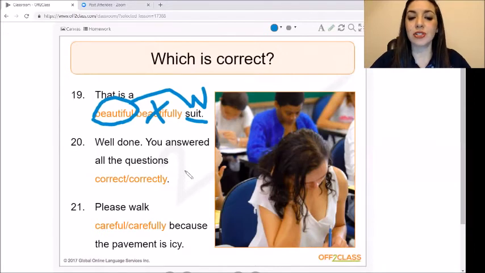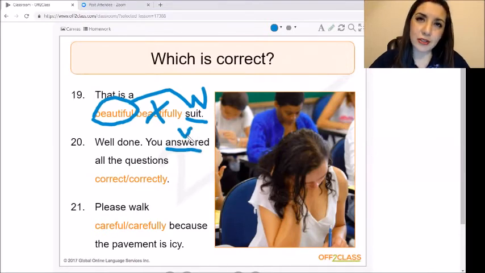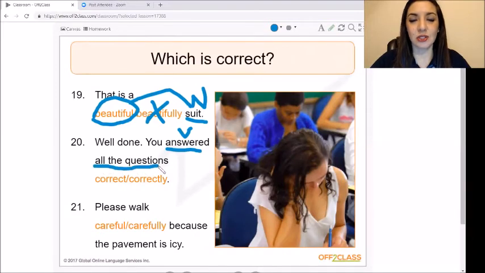20, well done. You answered all the questions correct or correctly. Well, it's talking about how you answered, right? The verb. So how did you answer? Correctly. You answered correctly. It just added this, which is the noun. You answered all the questions correctly. All right, so the adverb.